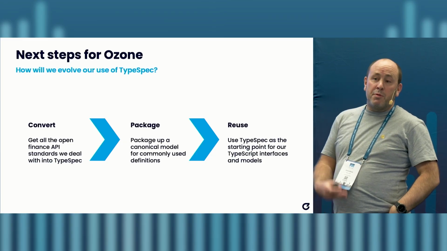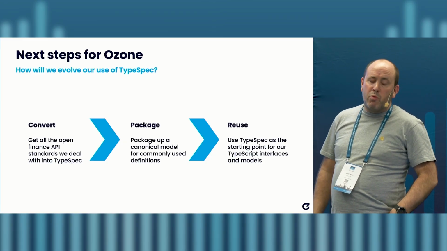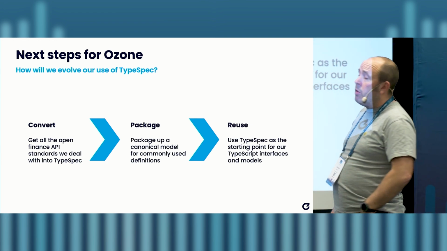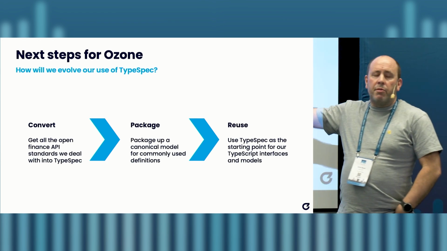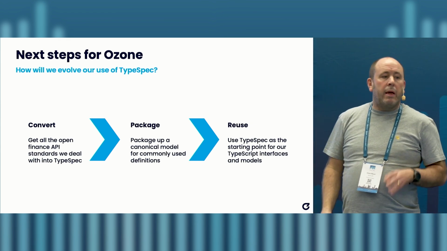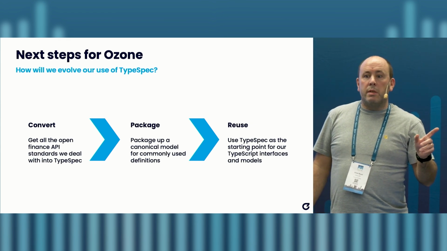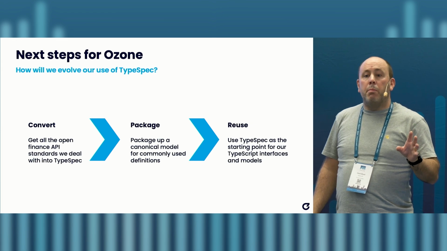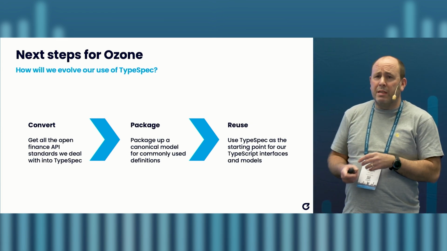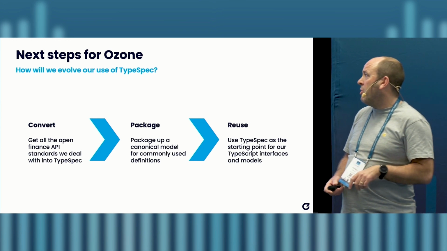So next steps for us at Ozone, as the team writing standards and evolving our use of TypeSpec. We need to convert all the open finance standards that we deal with and get them into TypeSpec. Caelan's already pointed out that that's on the roadmap inside the ecosystem. We've actually created the semblance of our own, which is just about to be finished.